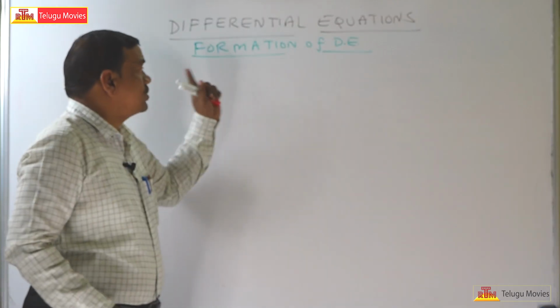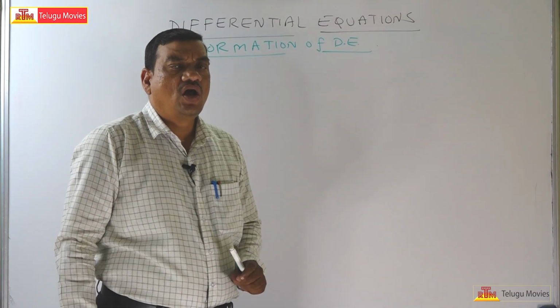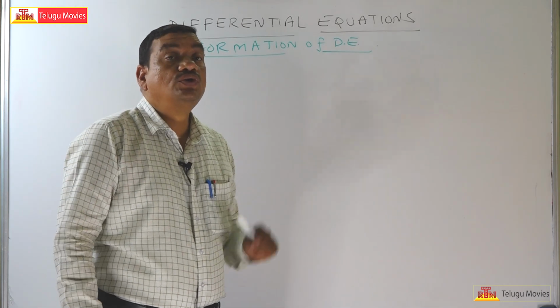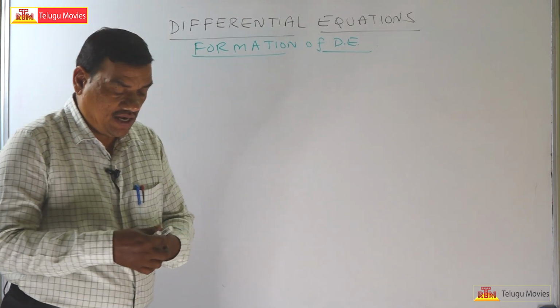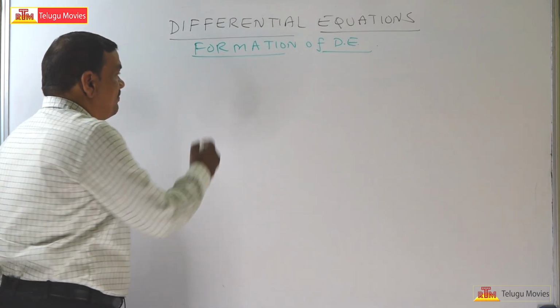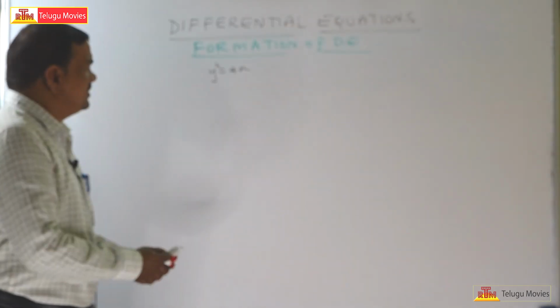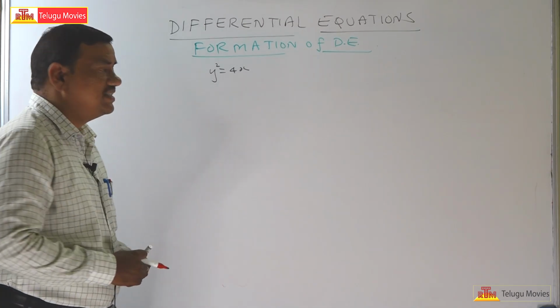Welcome back to this concept, formation of differential equations. How will a differential equation form? I will explain using a small example. Let us take one equation of a parabola, y square is equal to 4x. It is a parabola lying in the first and fourth quadrant whose vertex is (0, 0).